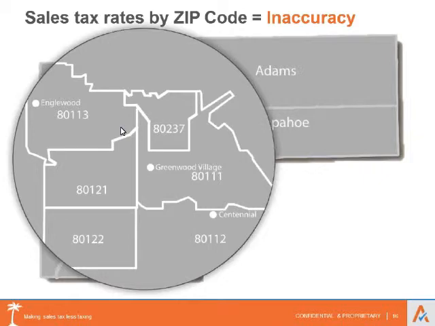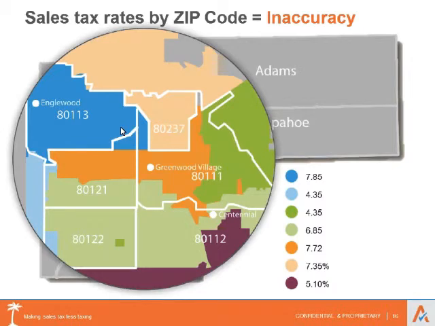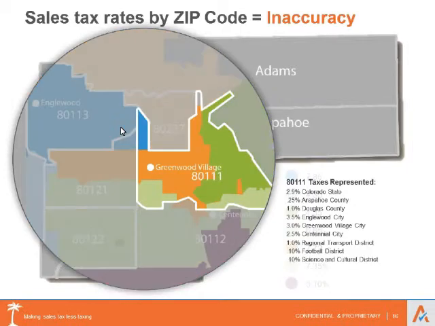Let's go ahead and drill down. You can see the variety of zip codes here. On average, each zip code in the United States has three different sales tax rates. This is just in Colorado. If you look here at Greenwood Village, you can see that there are three different taxing jurisdictions in 80111. You've got the orange at 7.72, you've got a light green at 6.85, you've got a dark green at 4.35. And then you look right in the middle, there's a little sliver of orange there, right in the middle of the 4.35. So if you're just using zip codes for your sales tax, how do you know that you're going to be accurate? And again, this is just one example.